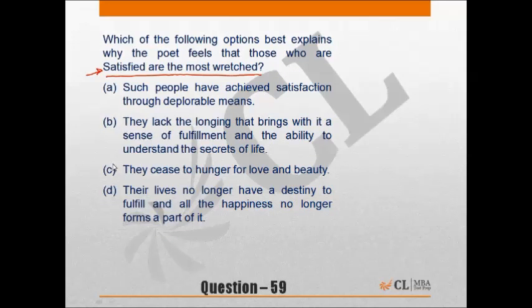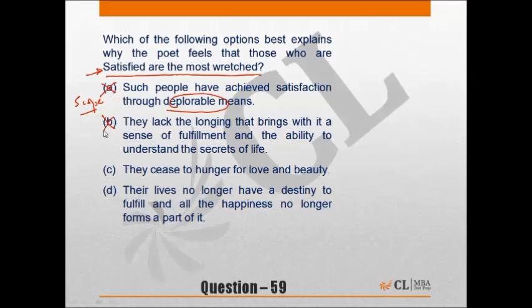Choice A. Such people have achieved satisfaction through deplorable means. Incorrect. This has not been discussed. Out of scope. How they achieve satisfaction was not discussed at all. Choice B. They lack the longing that brings with it a sense of fulfillment and the ability to understand the secrets of life. Choice B also is incorrect.